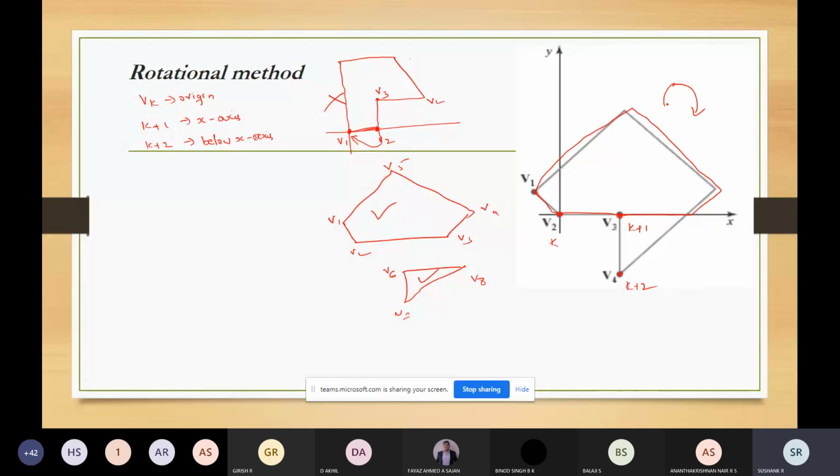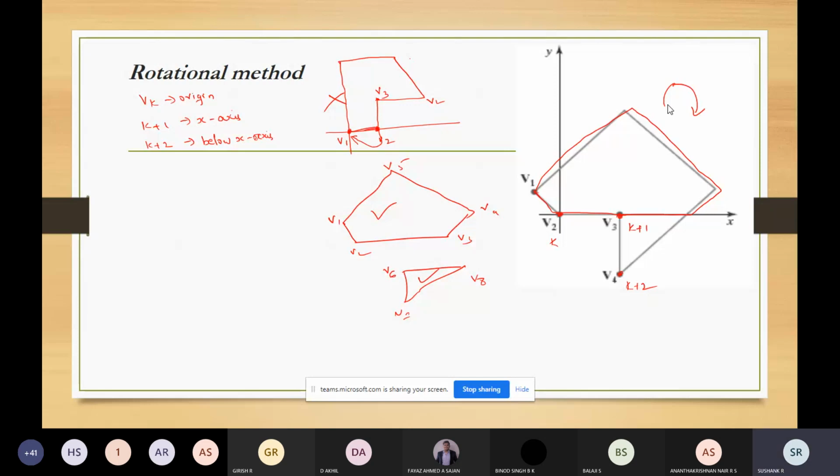Any doubts here? This is the second method, which we will call the rotational method. So we have two methods for splitting a polygon. The first one is the vector method, the second one is the rotational method. Is this method understood? Three steps to remember: origin, k plus 1 on the x-axis, k plus 2 below the x-axis. Is this point clear?